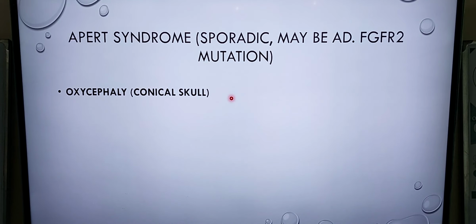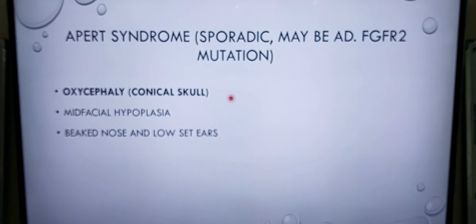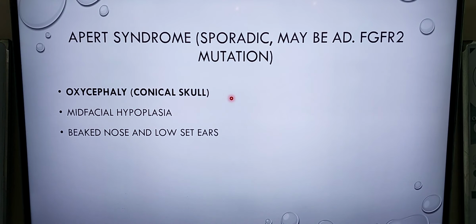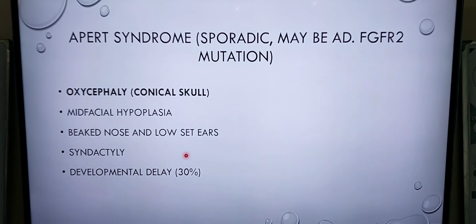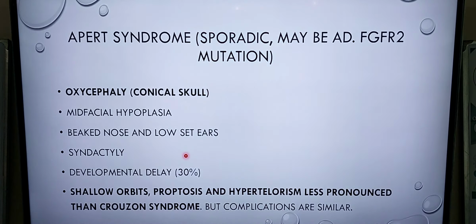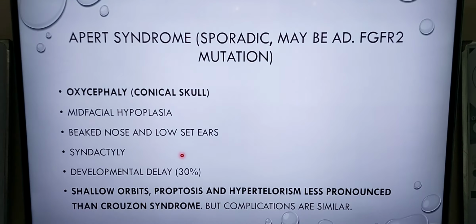Oxycephaly is found, which is known as a conical skull. Like the previous syndrome, it has mid-facial hypoplasia. There may be beak nose and low set ears. Syndactyly may be found. Developmental delay may be found in 30% of the patients. Shallow orbits, proptosis, and hypertelorism may be there, but they are less pronounced than the previous syndrome. Complications are similar.